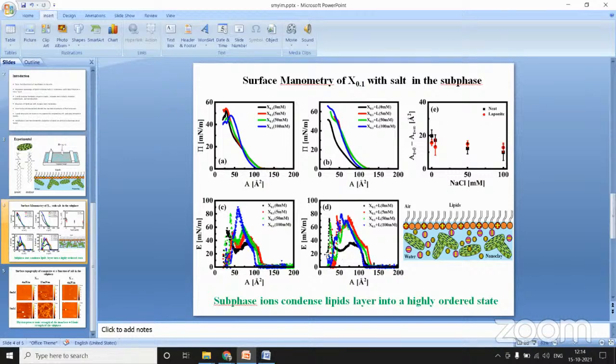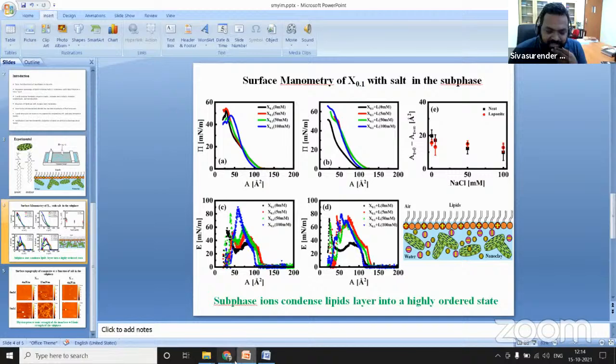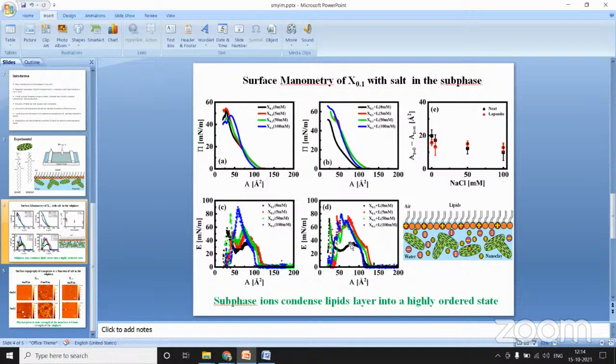As you can see, in no salt concentration, also the black curve, you are able to see. Yeah, we can see. Although the molecule collapsed here at near about 80 angstrom square, beyond this point the lipid molecules start forming multilayers, and the multilayer modulus may sometimes be higher than the individual.